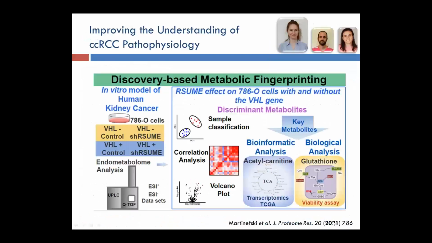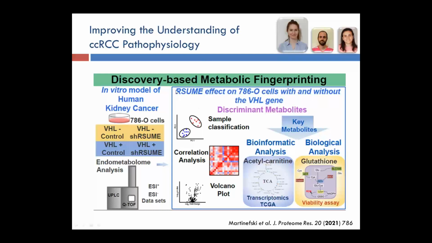The second study that was conducted in the lab, more or less in parallel, we started with Dr. Elena Nott, followed by Dr. Juan Manuel Gurevich, and then the study was led by Manuela Martinevsky. The 3 of them were postdocs in my group, and Manuela is now a research assistant in the group under my supervision. And the goal was to improve the understanding of CCRCC pathophysiology by designing a discovery-based metabolic fingerprinting study in which we analyzed the endometabolome of cell lines from in vitro models of human kidney cancer.